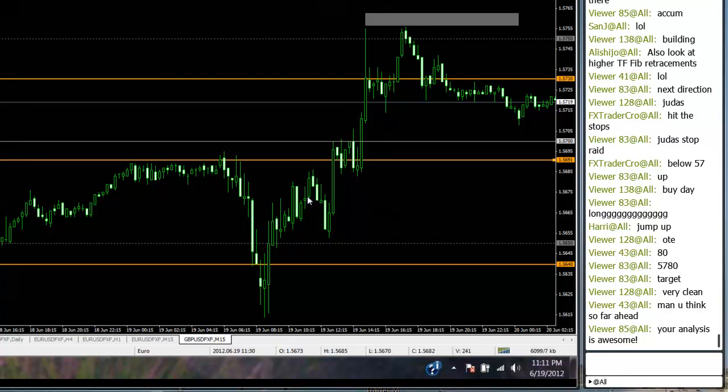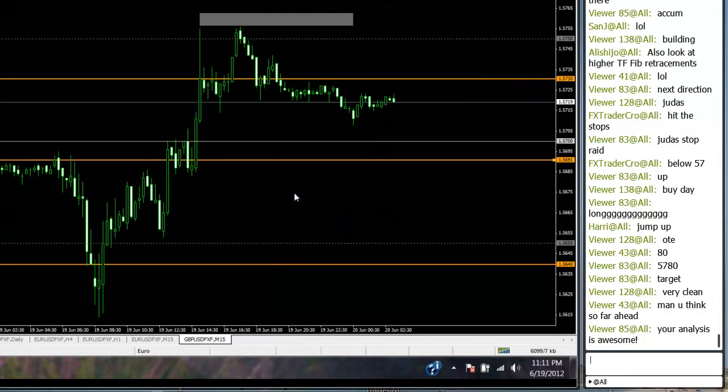Unless you have something purely mechanical where it has no emotional or thought process on your part, and you just follow black box generated signals, which I just think is nuts. You've got to have some discretion in your trading, because if you don't, you're blind. I appreciate that. Thank you.